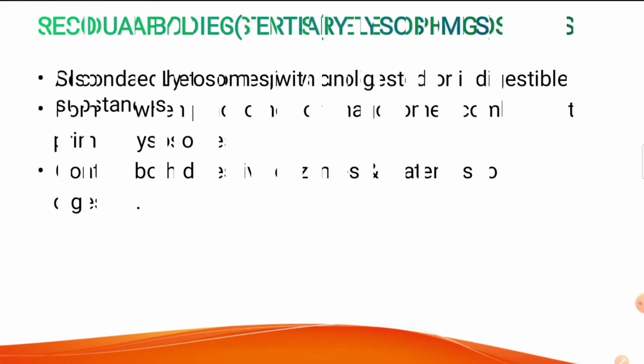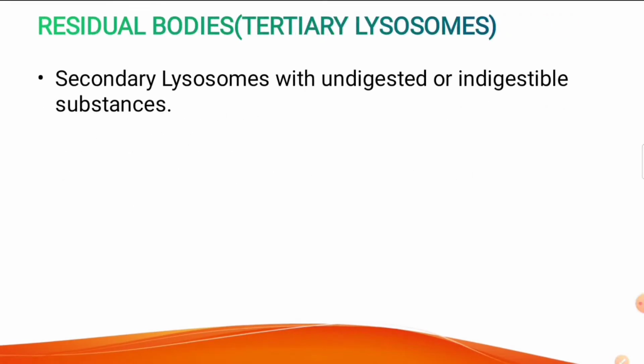Then let us come to the third one, that is residual bodies. What are residual bodies? Residual bodies are otherwise known as tertiary lysosomes. These are nothing but secondary lysosomes with undigested or indigestible substances. After digestion has taken place, the secondary lysosome with undigested substances is known as a residual body.